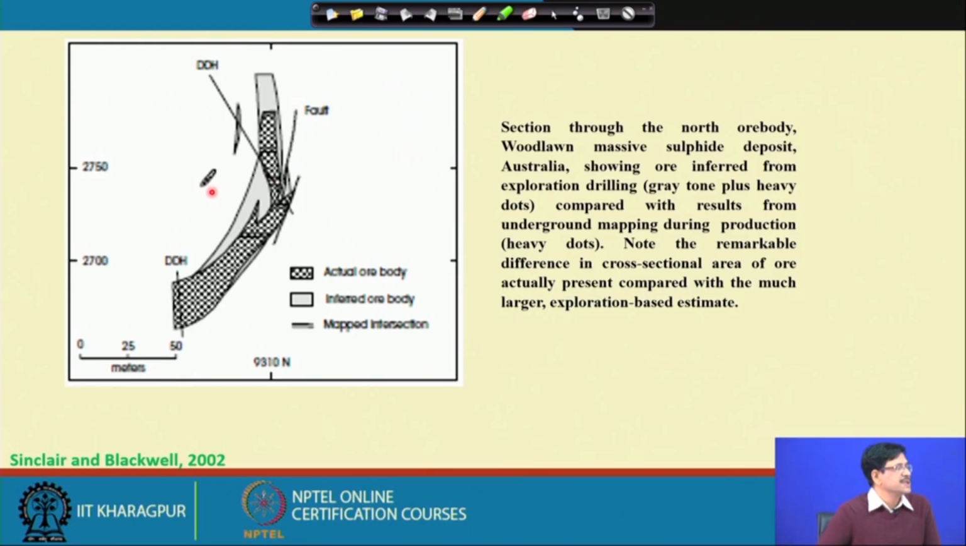This is a second example, in which a section has been taken through the ore body in the Woodlawn massive sulphide deposit in Australia, showing the ore inferred from exploratory drilling. What was initially shown by the exploratory drilling program is that the entire part shown as grey is the ore body. So, that is the inferred ore body. After the progress, and after the ore body geometry was later well worked out, it was found that the actual ore body contains only a small fraction of the volume that was initially estimated.